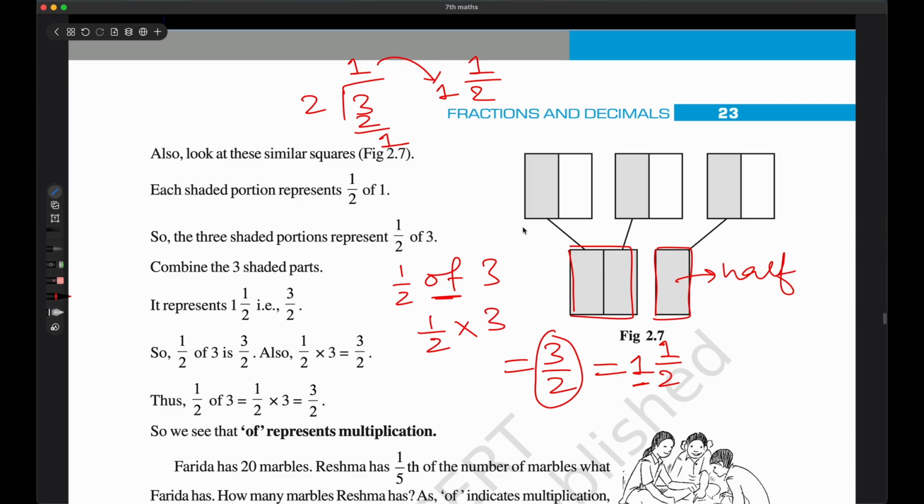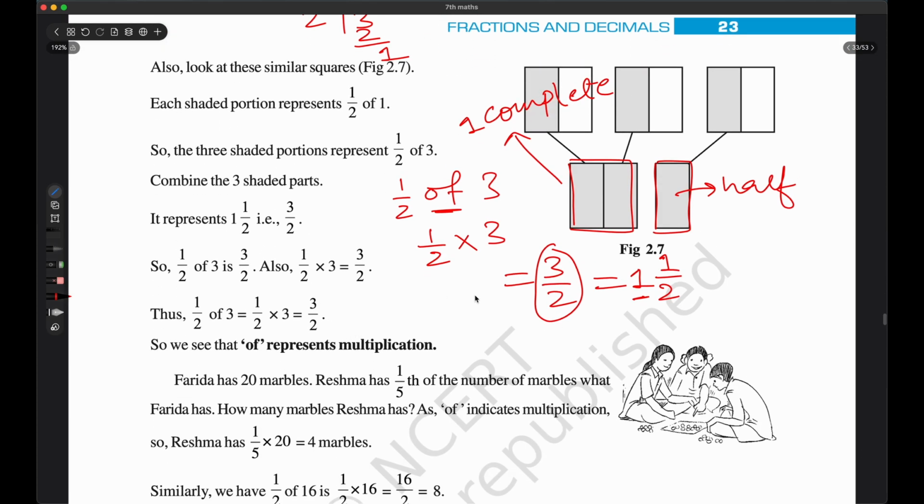Half and one complete. In total they represent three half rectangles, that is 1, 2 and 3 half rectangles. So they have concluded that we can replace or represent of by the multiplication sign.